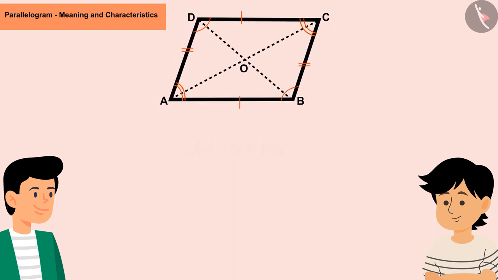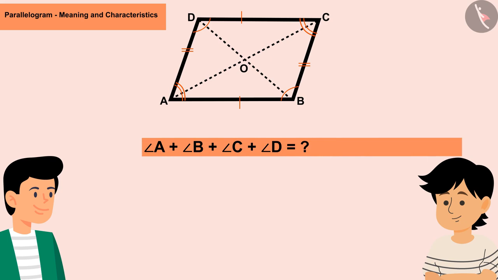Now, can you tell the sum of all the four interior angles of this parallelogram? Perfect! With the help of the quadrilateral angle sum property, we can tell that the sum of all the angles of a parallelogram will be 360 degrees.